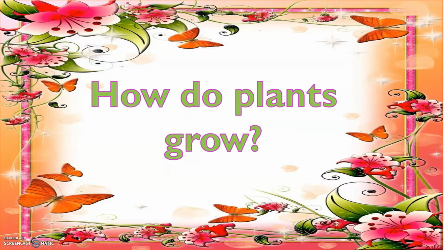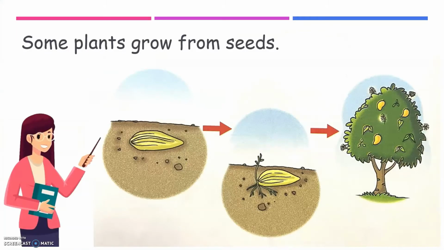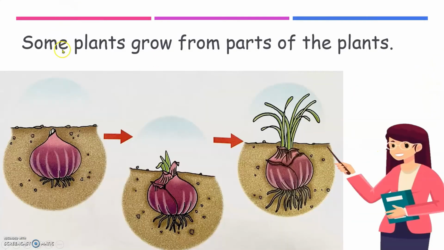How do plants grow? Some plants grow from seeds. Some plants grow from parts of the plants.